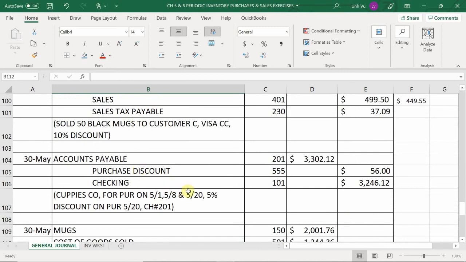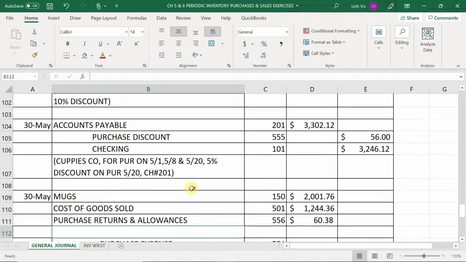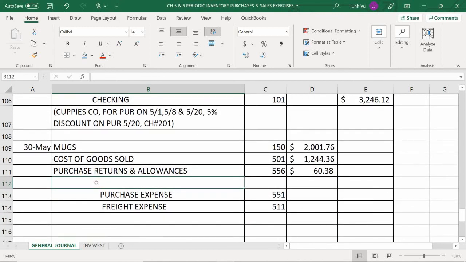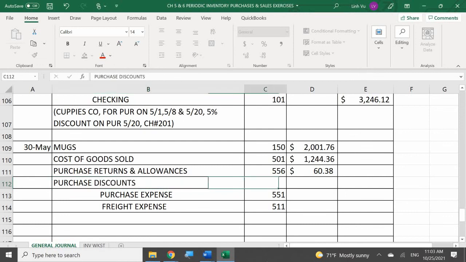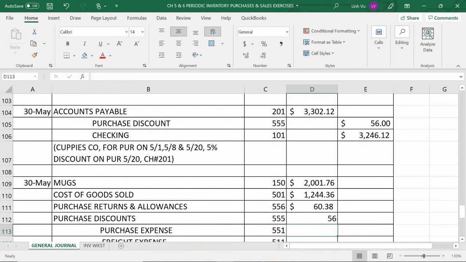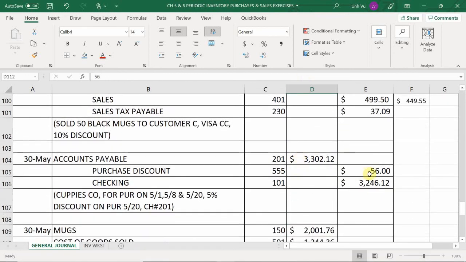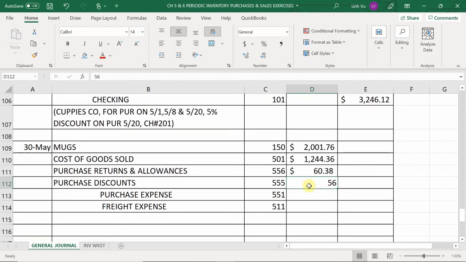My last thing that I posted here was my purchase discount. If I'm zeroing out all of my accounts, my discount has to be separate because it's not the same thing as my returns and allowances. It's its own separate account. So purchase discounts, and that one was for my $56. That was the only one that was for $56, because if you look right above, I charged $56 for my purchase discount, and that's exactly how much I have to zero out in the end. So this is where you have to separate them.